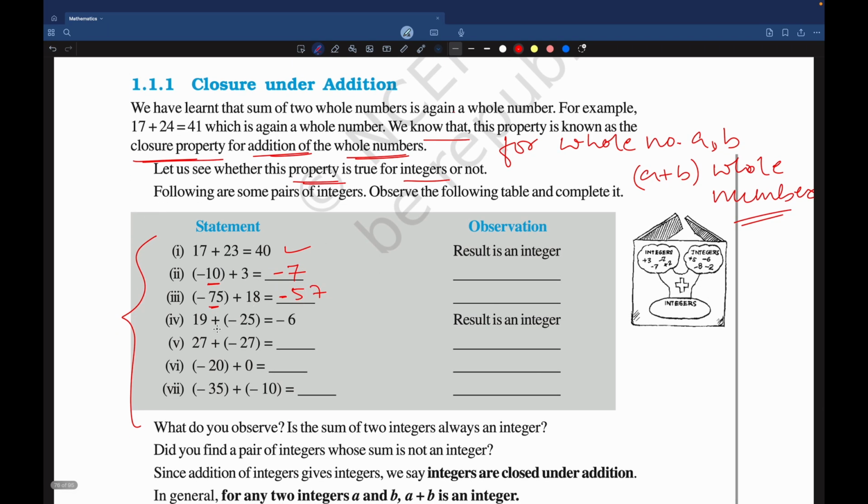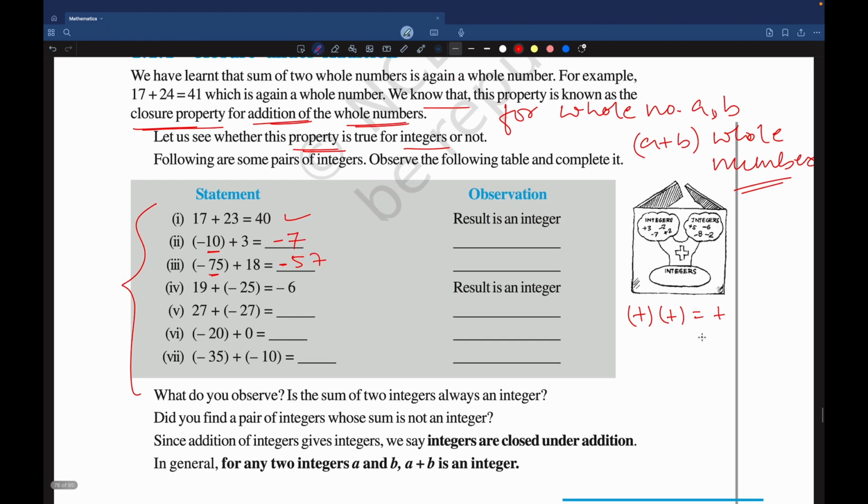Same case. In this case, we just know the property of multiplication, that is plus into plus is plus. We will discuss this property in detail later on in the lecture. Second is plus into minus is minus. Minus into plus is minus, and minus into minus is plus. So just put the sign.